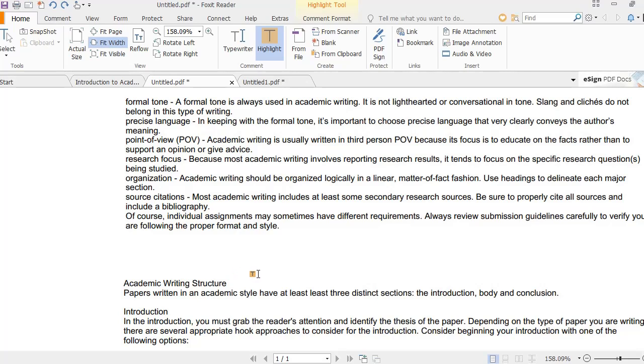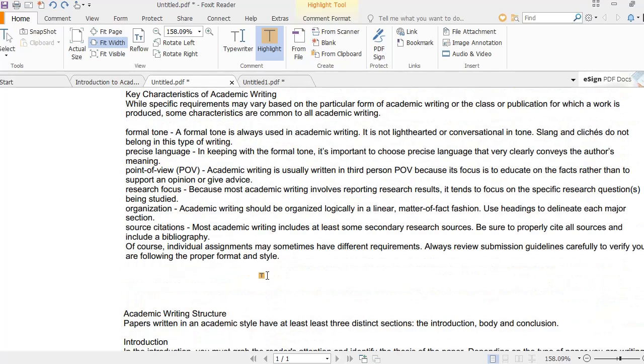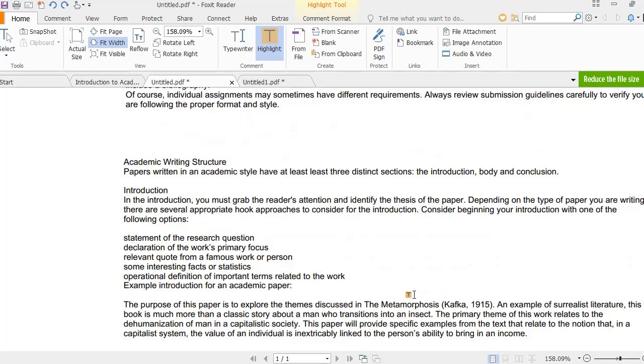Then of course, individual assignments may sometimes have different requirements. Always review submission guidelines carefully to verify you are following the proper format and style. Okay, those are the major characteristics we have to check while we use the academic writing format. Now coming to academic writing structure.